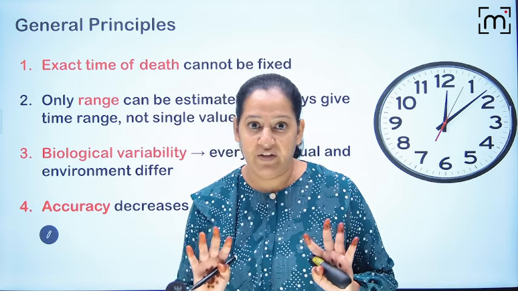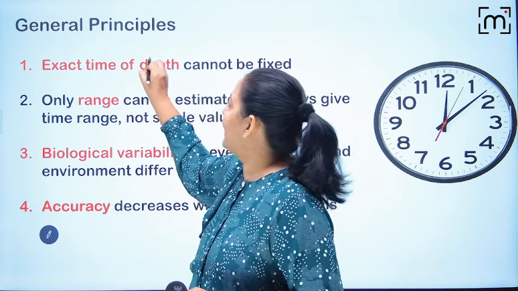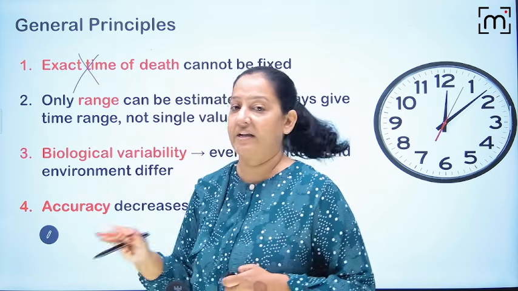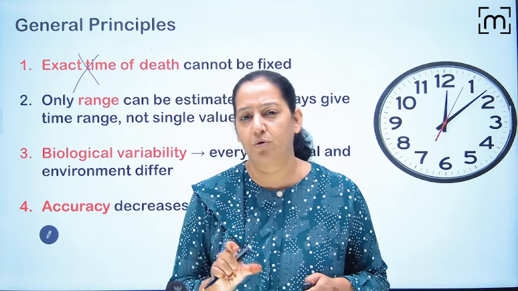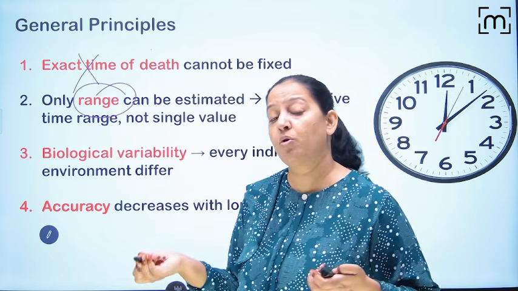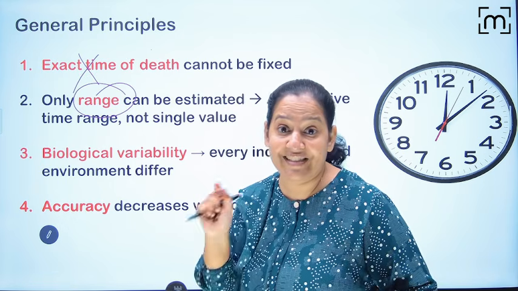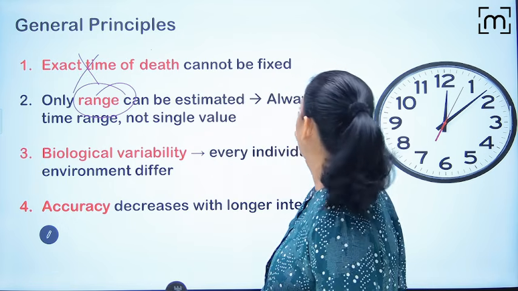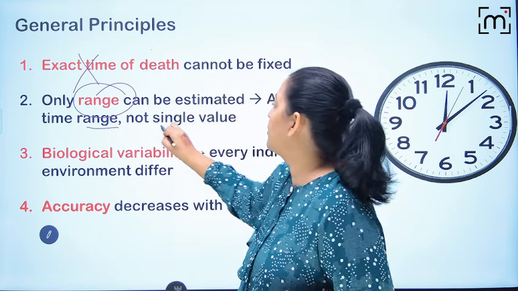What is the time of death? Exact time of death cannot be told. No, I will not write down the death occurred at 1 a.m., 1 p.m., 2 a.m. I will always give a range because, based on all 12 parameters, we cannot say the exact time of death. It will be in a range. So always give a time range, not a single value.